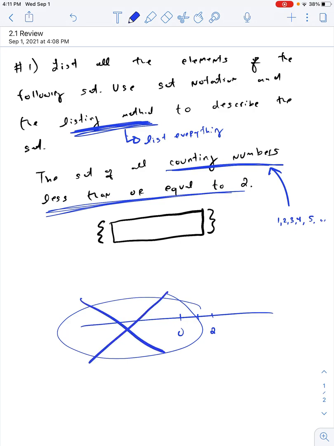Looks like all we're going to do, the ones that are less than or equal to 2, means we're just going to include 1 and 2 as our answer. Listing method, we listed all of them. Counting numbers, 1, 2, 3, 4, 5, 6, 7, and so forth. Which one of those are less than or equal to 2? Well, 1 and 2 are. So nice example for number 1.